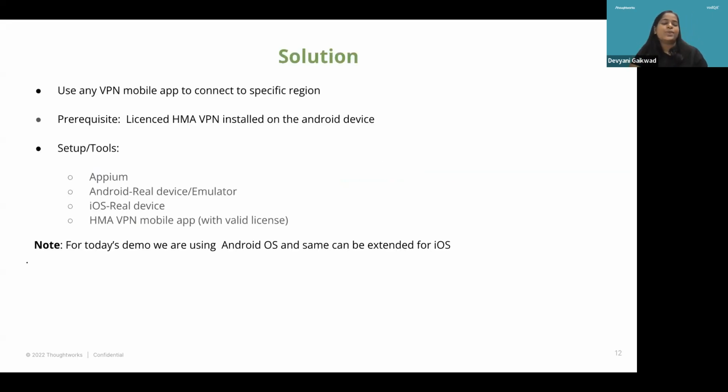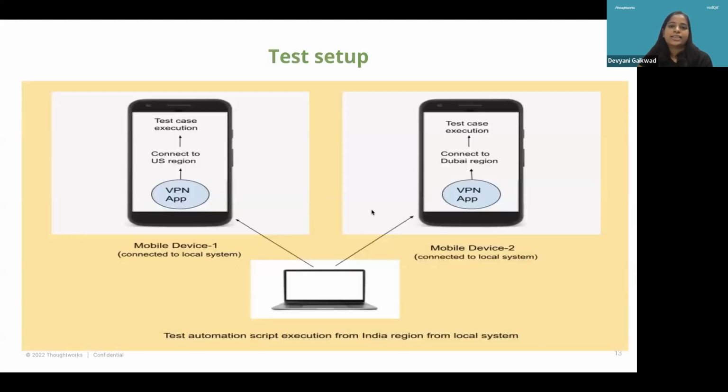Okay. Now let's see the solution to this problem statement. Here we are going to use a VPN app on mobile. We are going to connect to that specific location or region using the VPN app, and then execute our test. We are going to use HMA VPN, which is the licensed version, and the setup we are going to use is Appium. For the demo, we are using an Android real device, but the same solution is applicable to iOS real devices as well. So let's get started and understand the test setup.